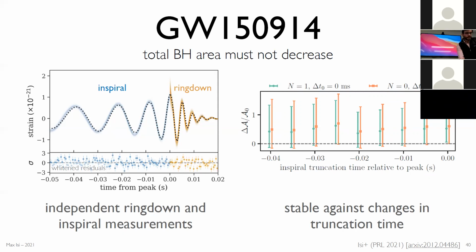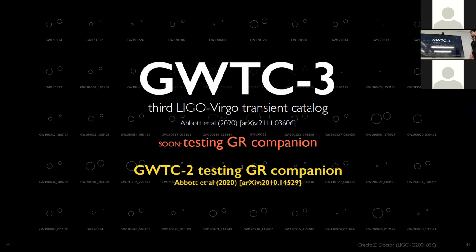Okay. All right, we're reaching the end. I wanted to show you, well, I don't have much to show you. But of course, 15 and 14 is not the only signal we have seen. We have many, many more binary black holes. The third LIGO Virgo transient catalog was just released. Unfortunately, the testing GR companion to that paper has not come out. So I can show you the one from the previous catalog, the second catalog, which is almost the same anyway, I can say without breaking too many rules.